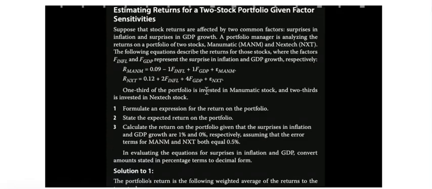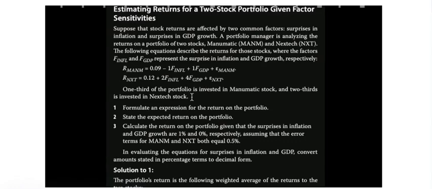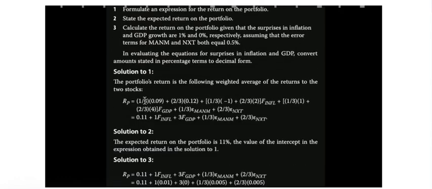1/3 of the portfolio is invested in Manumatics stock. 2/3 is invested in Nextech. Formulate an expression for the return on the portfolio. Well, these are individual stocks within a portfolio. We know that 1/3 of our money is in Manumatics and 2/3 are in Nextech, so we just have to weight it, which is exactly what it does.